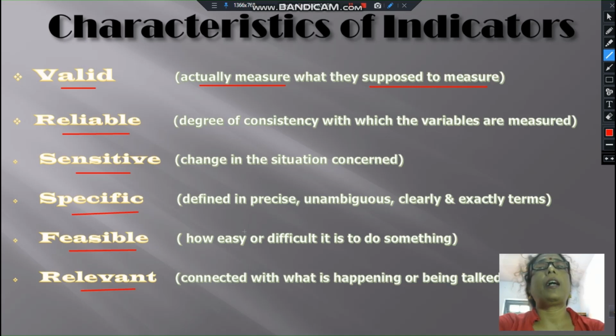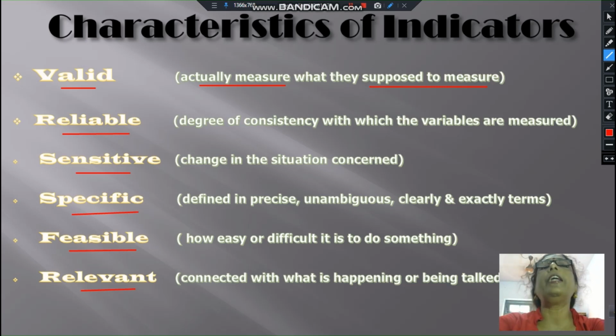For example, a sphygmomanometer is a blood pressure instrument, and it is supposed to measure only the blood pressure, and it cannot be considered a valid instrument if it measures other than the blood pressure. So an indicator must have the appropriateness, completeness and usefulness of the attributes. Once again, valid means it actually measures what it is supposed to measure. That means results always satisfy the objectives.